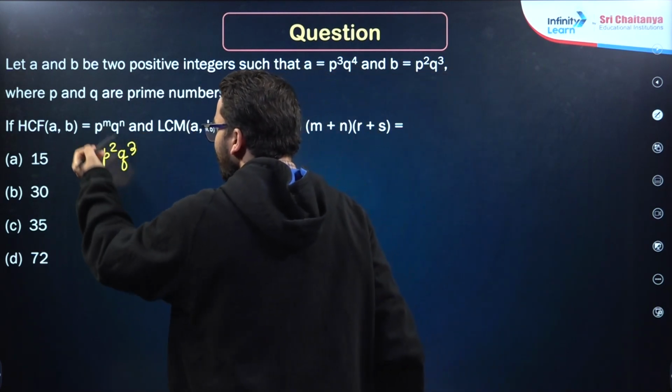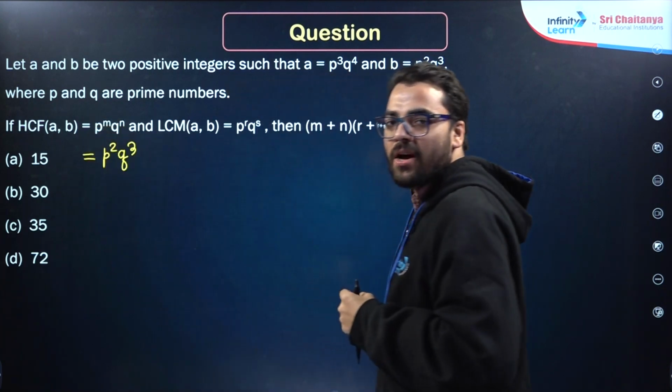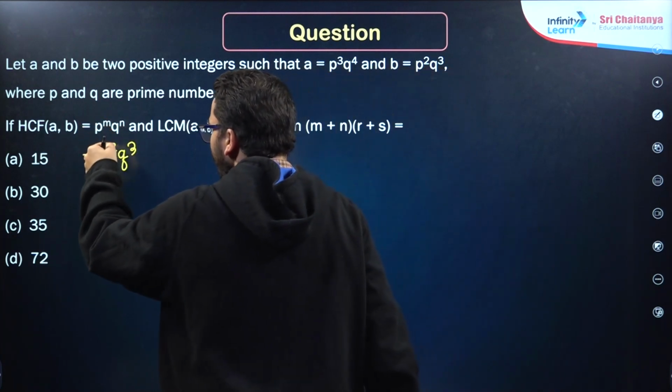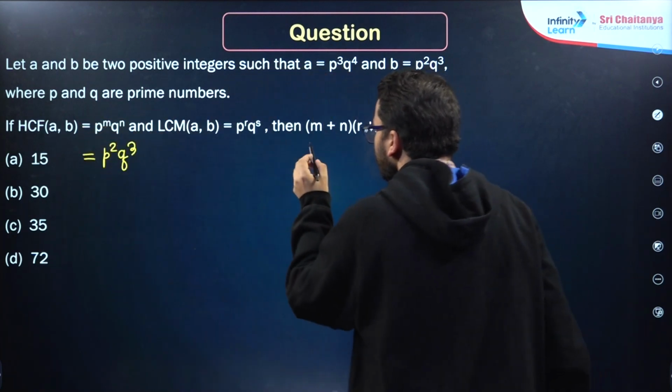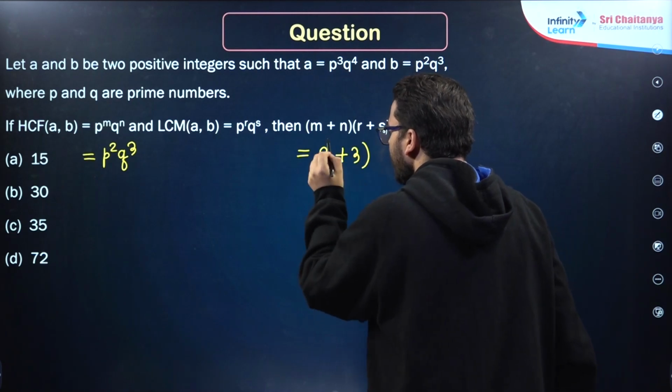Now if you compare them, you see there cannot be any other thing because p and q are already prime numbers. So you can directly compare over here, m will be 2 and n will be 3. So over here m will be 2 and n will be 3.